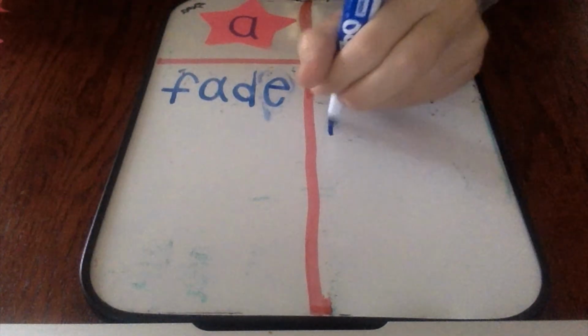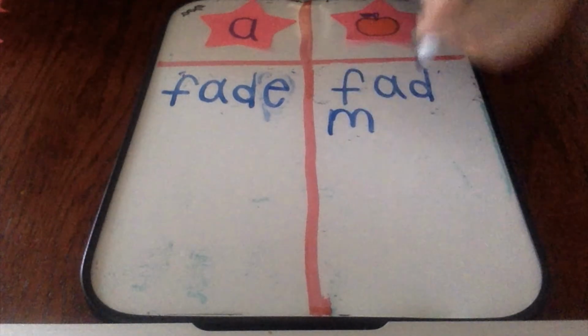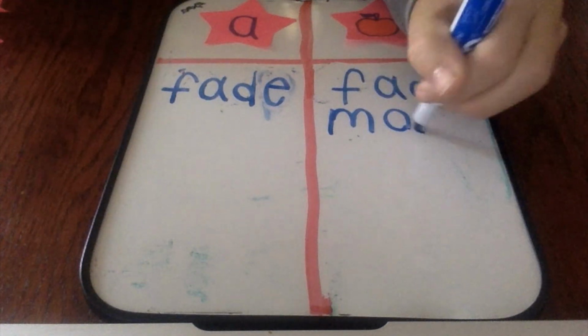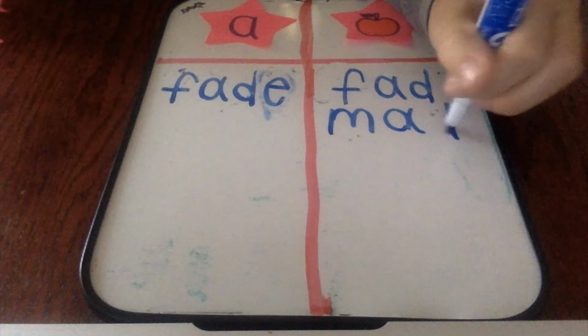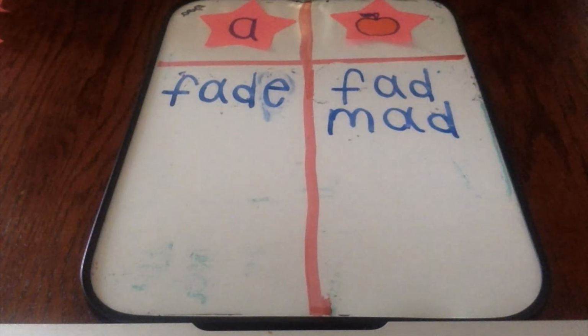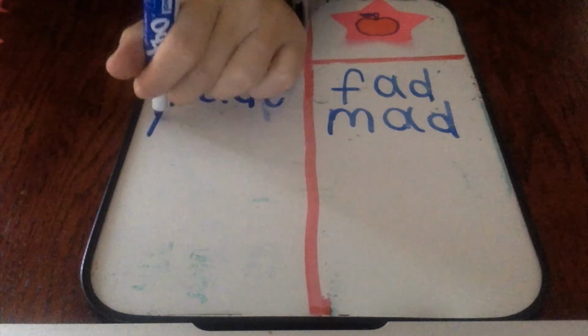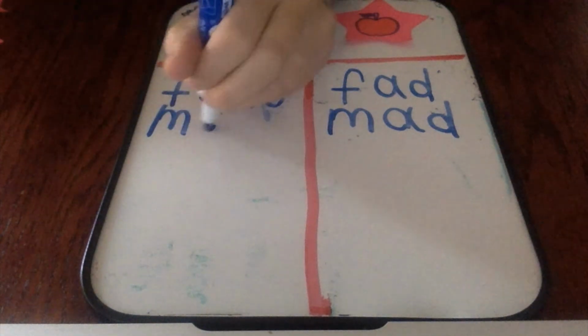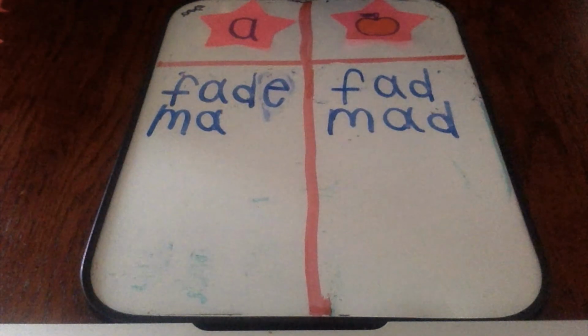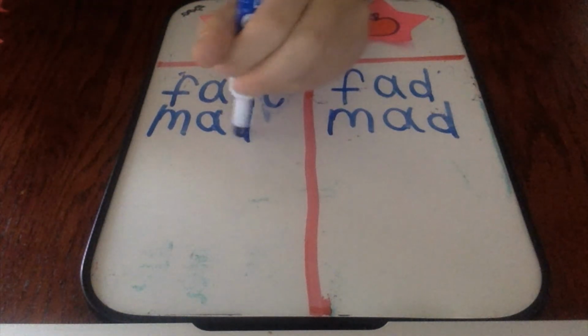What about the word mad? Good job. Mad will go on this side because we hear that short A sound like in apple. So we know that mad will go on that side. How about made? Made. Good job. We'll have to put made over here because we hear it saying made. We hear the A saying its name.